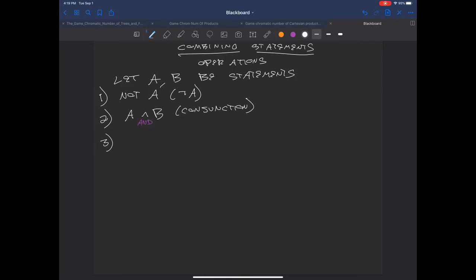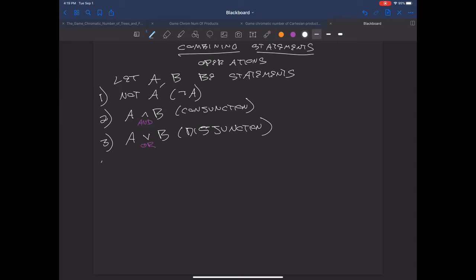All right, next we have a disjunction, A or B. All right, so that symbol right there means or. That's a disjunction. All right, and so this whole statement, A or B, is true if either A or B is true. One of them could be true, both of them could be true, whatever, then this whole thing is true. The only time that the or statement is false is when both A and B are false.